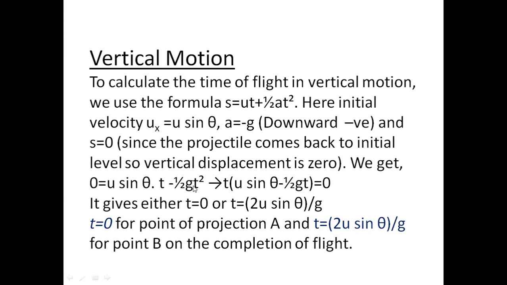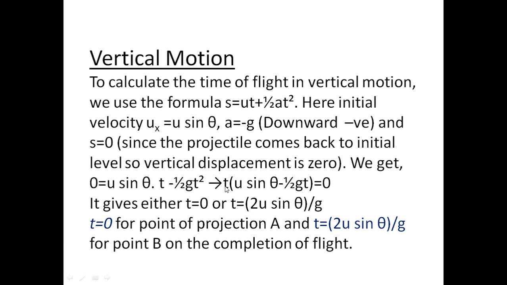Vertical motion. To calculate the time of flight in vertical motion, we use the formula s equal to ut plus half at square. Here, initial velocity uy equal to u sin theta, a equal to minus g because its direction is downward, so we have taken it negative, and s equal to 0 since the projectile comes back to initial level, so vertical displacement is 0. We get 0 equal to u sin theta into t minus half gt square.